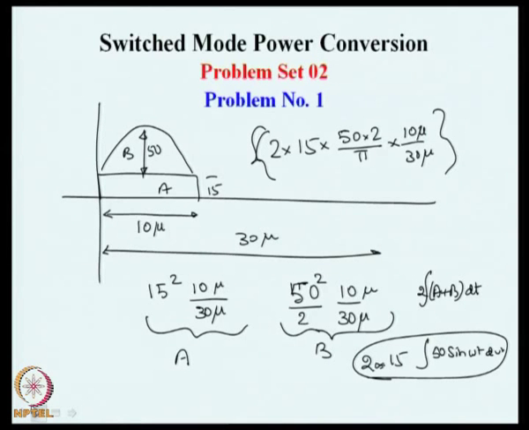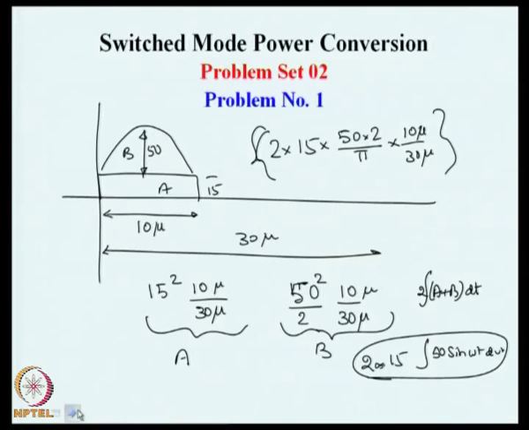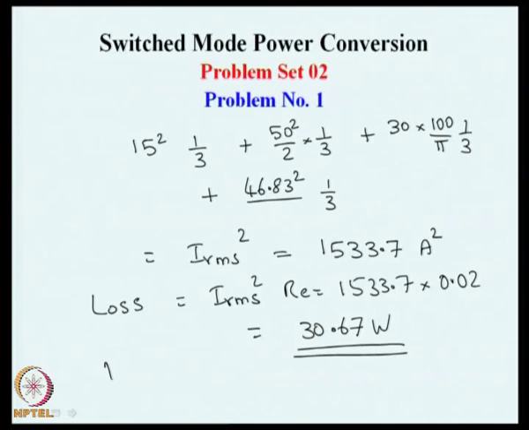If we try to find out what is the peak volt ampere of this capacitor, because for any reactive element, the product of peak current and peak voltage is what is known as the reactive power. In this particular case, the peak current is 50 plus 15, 65 amperes, and we had seen the voltage was 46. So, we can roughly say that the peak volt ampere of this capacitor is 65 into 46, approximately 3000 VA.